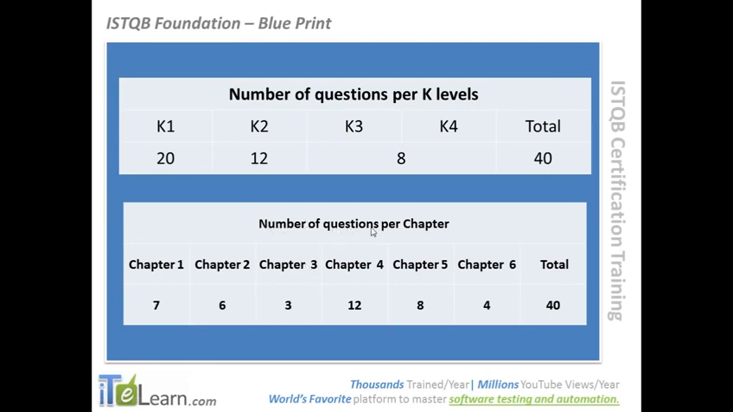You can also see the number of questions per chapter. You see chapters 1, 2, 3, 4, 5 and 6, which I showed you at the beginning of this slide. Now you can understand the importance of each chapter and how much you need to focus. Chapter 4 gets the maximum number of questions. The second most questions come from chapter 5. Then you have chapters 1 and 2. The least number of questions comes from chapter 3.